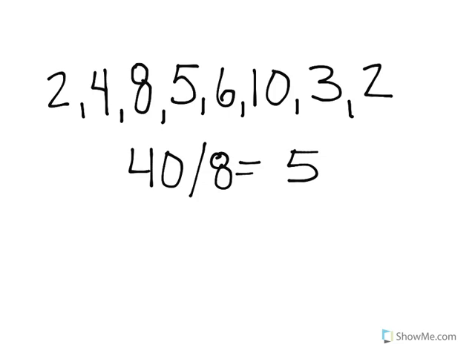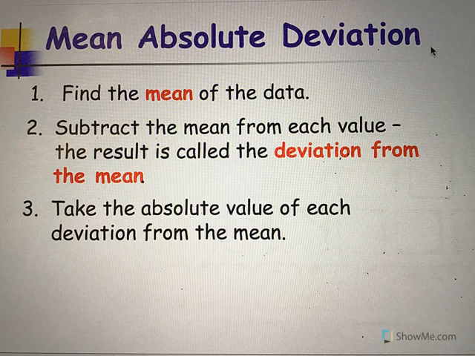So, what is mean absolute deviation? Mean absolute deviation is finding out how far each number is from the mean. So how do we do that? First thing we have to do is find the mean. Then we subtract the mean from each value. The result is called the deviation from the mean.